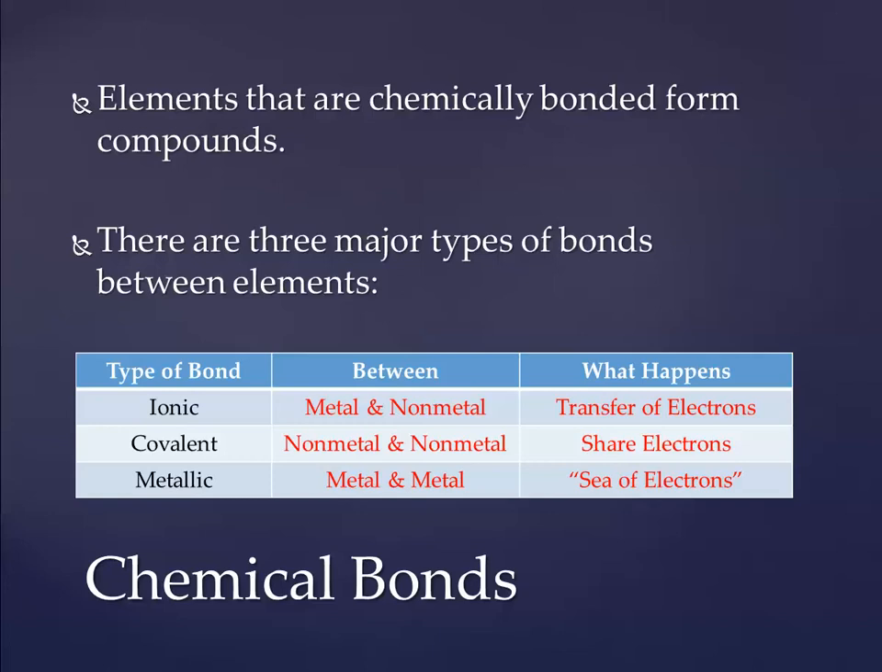In covalent bonding, this occurs between a non-metal and a non-metal. Electrons are going to neither be gained nor lost, but they're going to be shared between neighboring atoms, so the atom directly next to it.